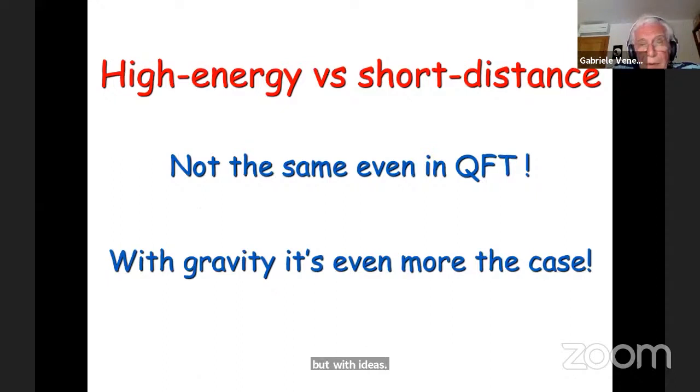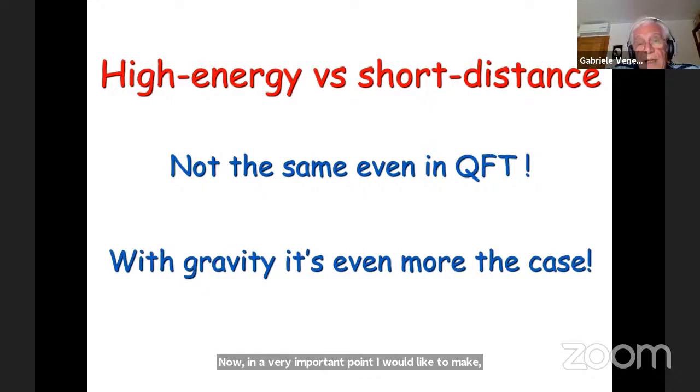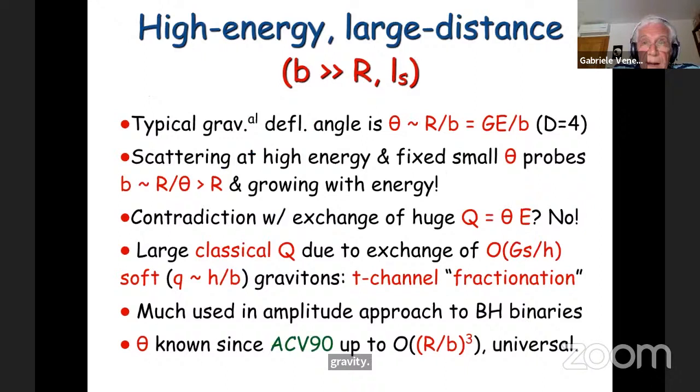Now, a very important point I would like to make, which is almost obvious, is that high energy is not necessarily short distance. This is not the same even in a normal quantum field theory without gravity, but with gravity, this is even more the case. And the explanation is extremely simple. Typical gravitational deflection is of order R over b in four dimensions, so slightly different in higher dimensions.